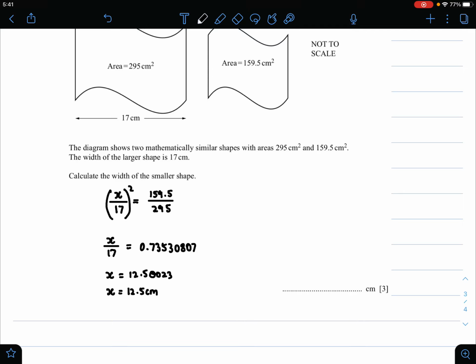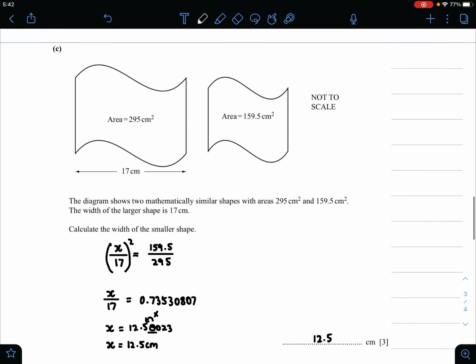centimeters, because the fourth significant figure in this case, which is 0, is lesser than 5. So it won't round off the third significant figure to the next number. Therefore 12.5 centimeters will be your final answer for part C of this question.